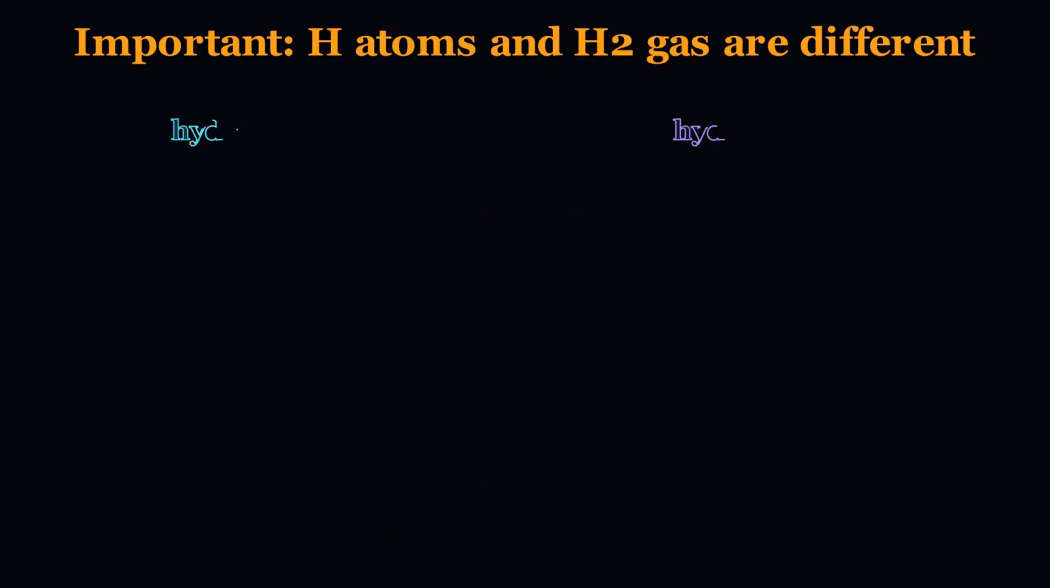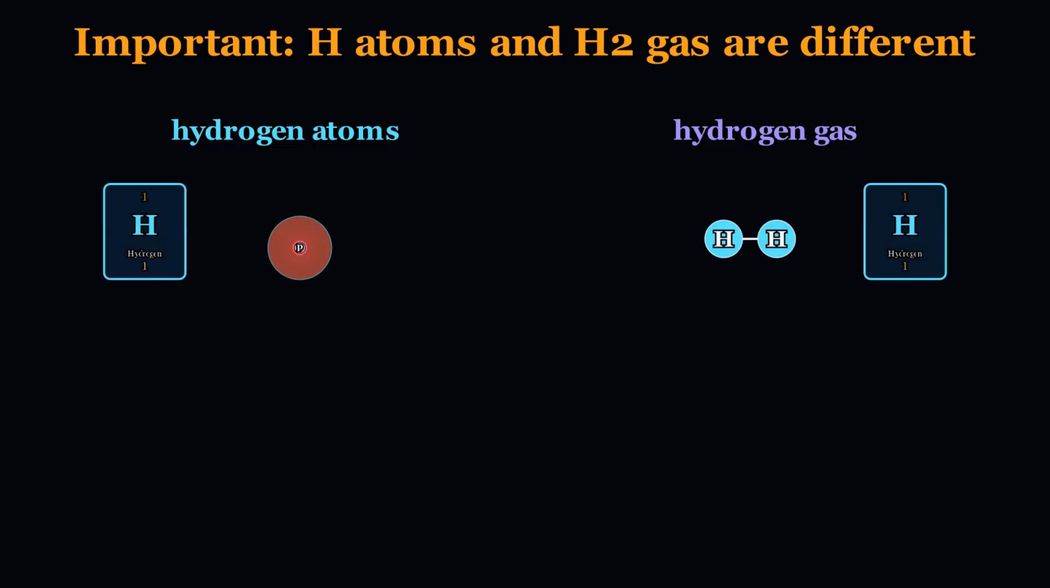There is one important detail about hydrogen. Hydrogen atoms and hydrogen gas are not the same thing. 1 mole of hydrogen atoms has a mass of about 1 gram. But hydrogen gas is made from hydrogen molecules. Each hydrogen molecule contains 2 hydrogen atoms. So 1 mole of hydrogen gas molecules has a mass of about 2 grams. That means 4 grams of hydrogen atoms is 4 moles. But 4 grams of hydrogen gas molecules is 2 moles. The formula matters.